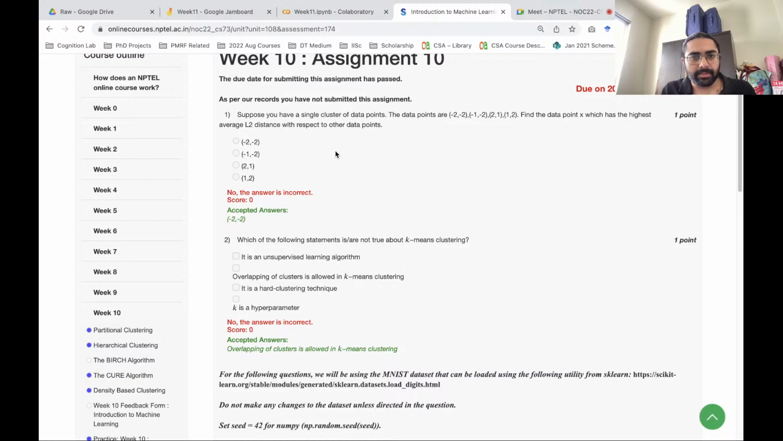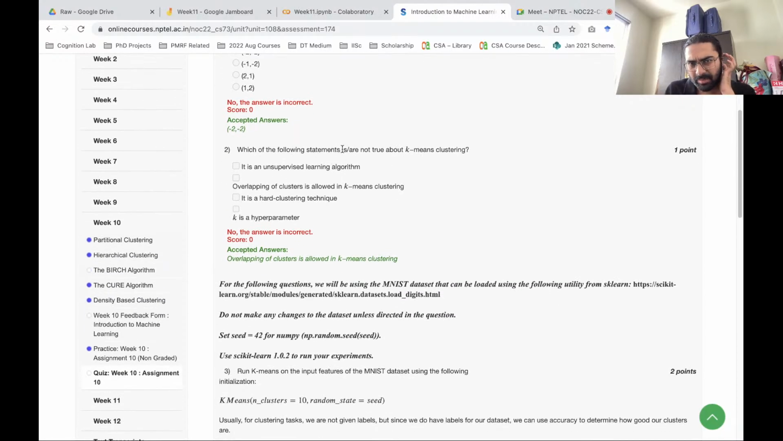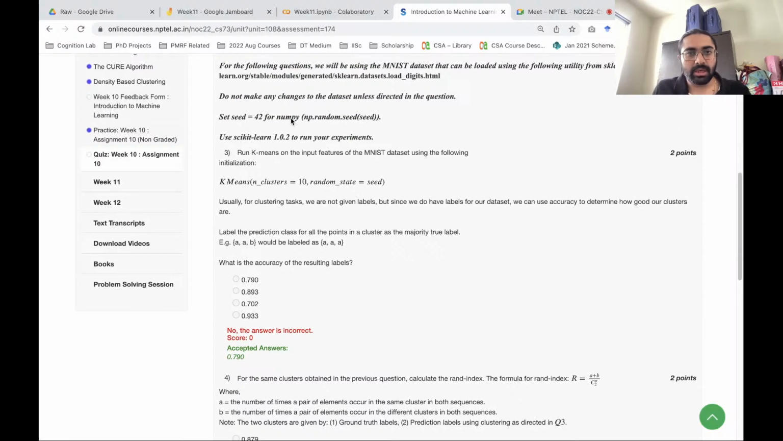All right. Then, which statement is not true about K-means clustering? K-means is a hard clustering technique, which is exactly the opposite of what is written here. So clusters do not overlap in K-means clustering. Overlapping clusters basically means it's a soft clustering technique, right? So a point can belong to more than one cluster, whereas here in K-means we don't allow that. So we'll go through the programming part of it.